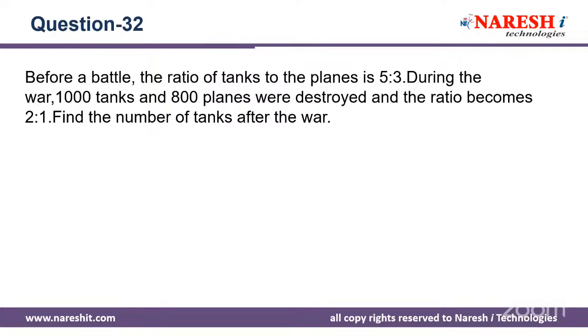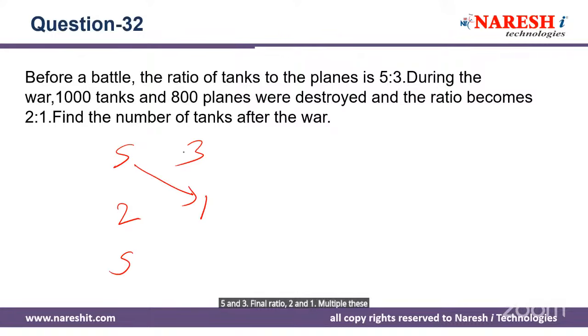Listen the shortcut now. Initially, what is the first ratio? 5 and 3. Final ratio, 2 and 1. Multiply these two, you get 5. Multiply these two, you get 6. Difference, this is nothing but 1x value.